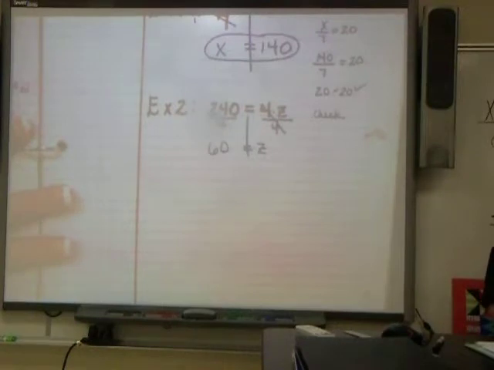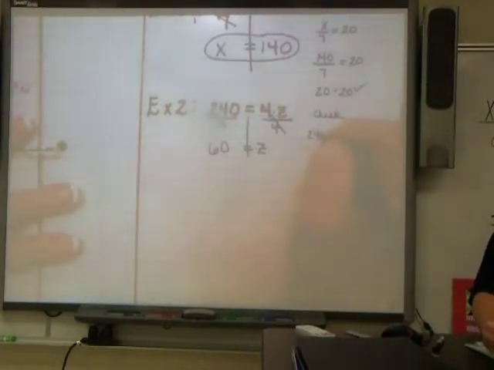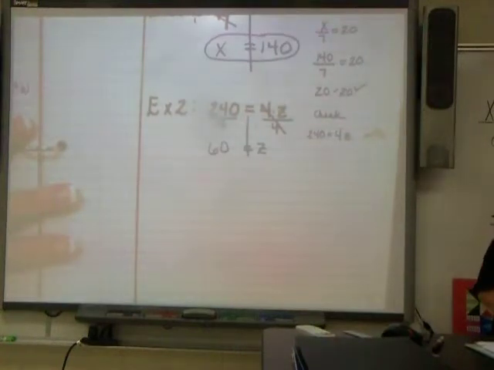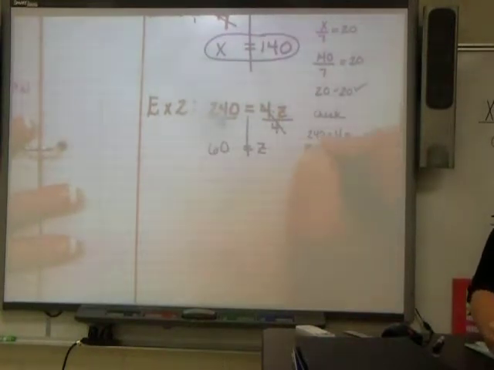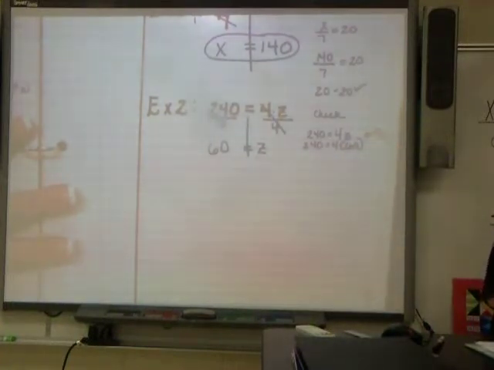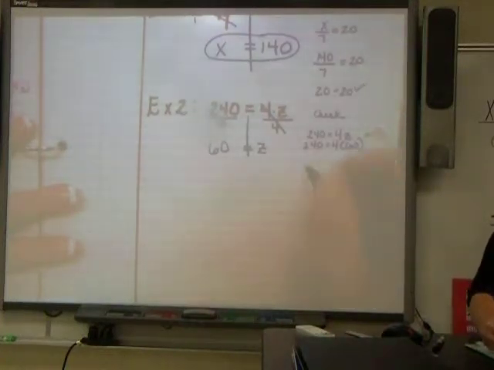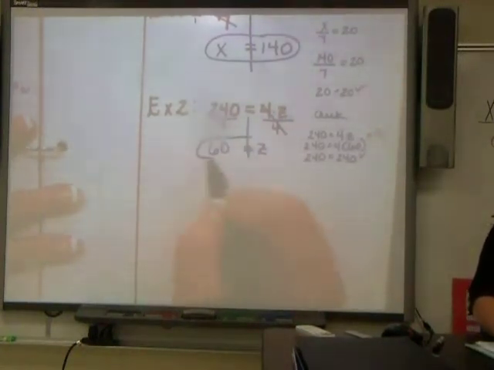We're fixing to check it. So we're going to write our original problem. 240 was equal to 4z. Hayden? So 240 should equal 4 times 60, which is plugging what we say z is into z. So 240 is equal to 4 times 6 is 24, keep the 0. 240 is equal to 240, so now I know that 60 is the solution.